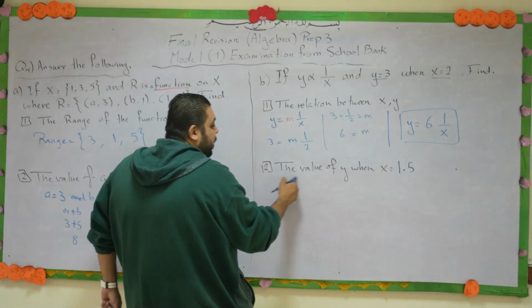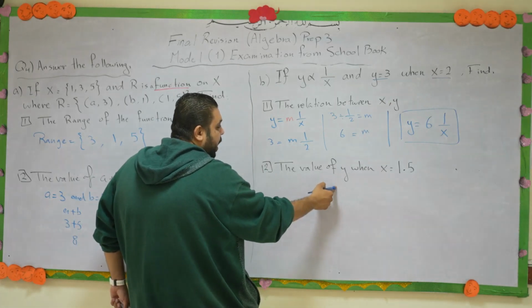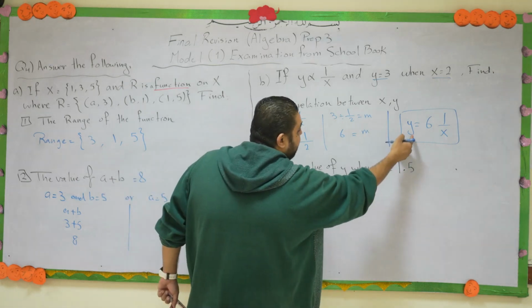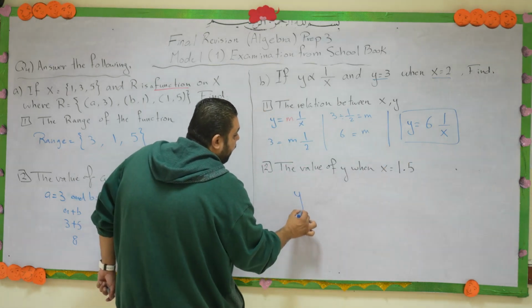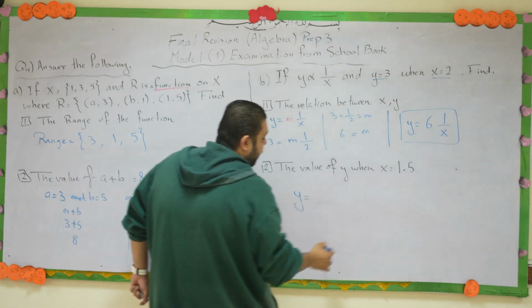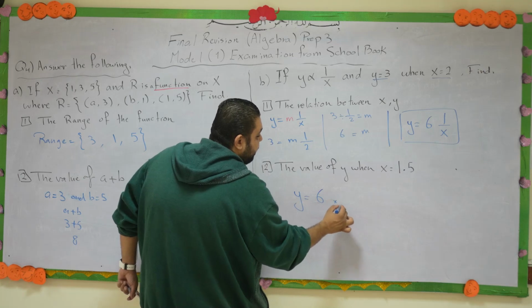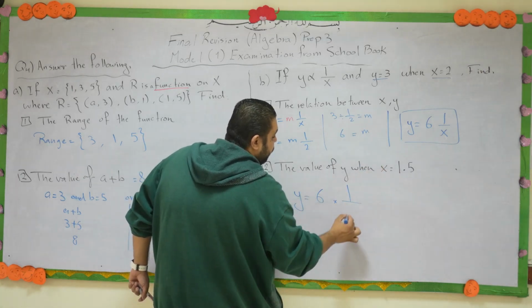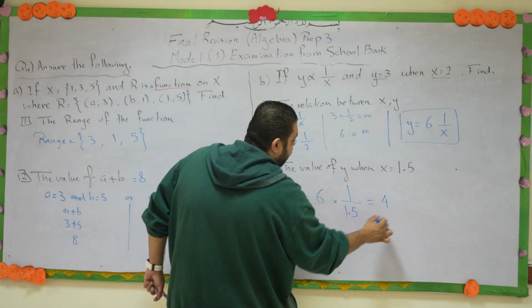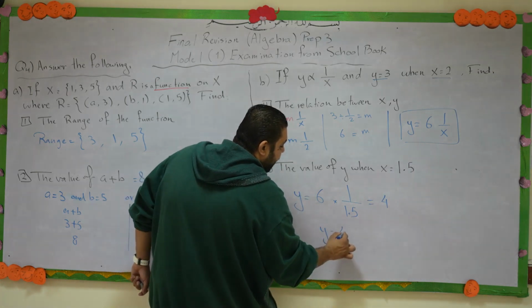We need the new value of y when the new value of x is 1.5. So we use this final relation. So y equals, I will substitute x by 1.5, 6 times 1 over 1.5. By calculator, it will be 4. So the new value of y equals 4.